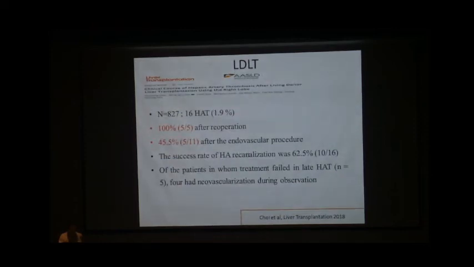Regarding HAT and its management in live donor liver transplantation in particular, one study published from Korea in 2018 included 827 patients. They had a very low HAT rate, that is 1.9%. The patients who underwent surgery had a 100% success rate in terms of recanalization and revascularization. And those who underwent endovascular procedures had a 45% success rate. The overall success rate in this group was 62%.